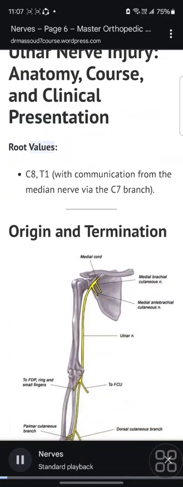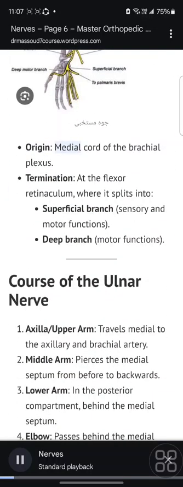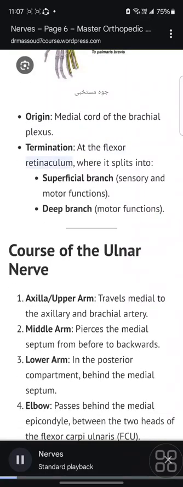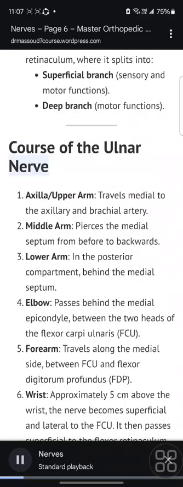Root values: C8, T1, with communication from the median nerve via the C7 branch. Origin and termination. Origin, medial cord of the brachial plexus. Termination, at the flexor retinaculum, where it splits into a superficial branch, with sensory and motor functions, and a deep branch, with motor functions.